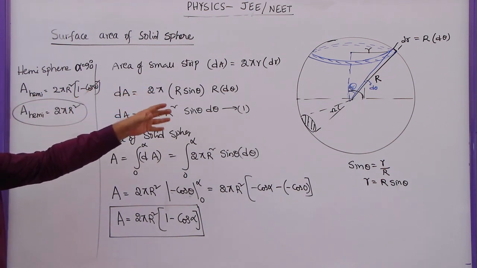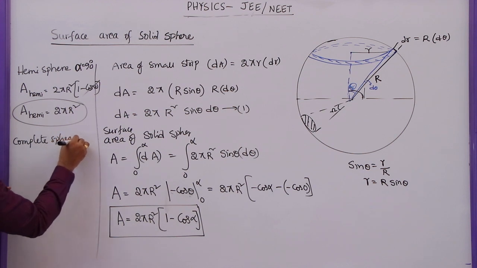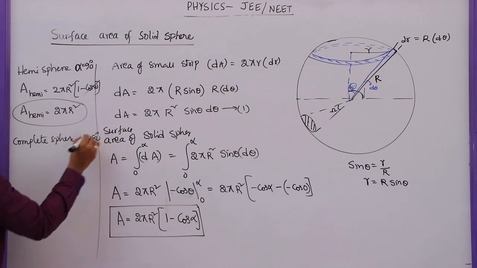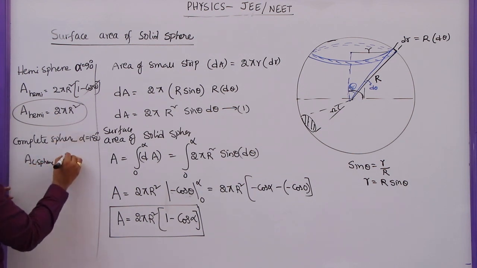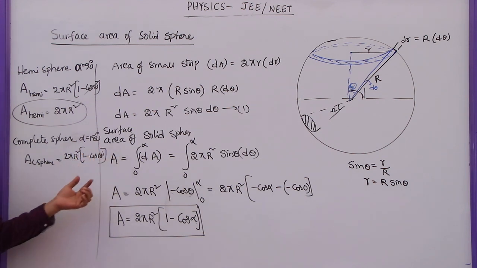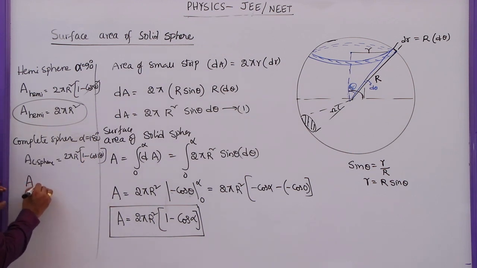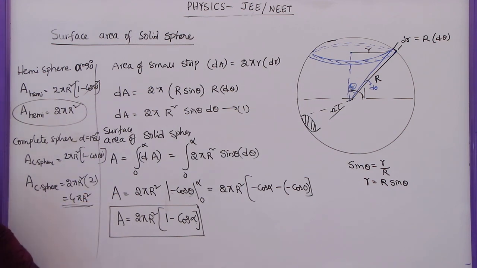Suppose we want to find out the total surface area of this sphere. For a complete sphere, alpha is 180, then the area of the complete sphere will be 2 pi r square into 1 minus cos 180. We know that cos 180 is minus 1. 1 minus of minus 1 will be 2. So the area of the complete sphere is given by 2 pi r square into 2, which is 4 pi r square, which is the known value for us.